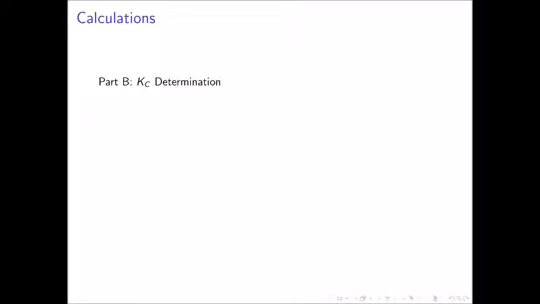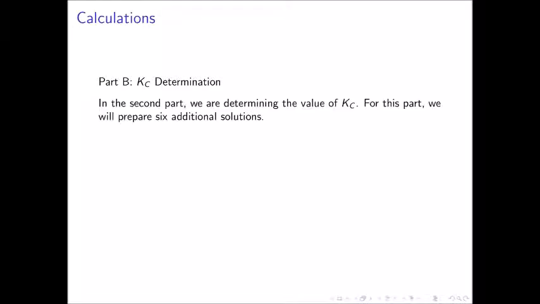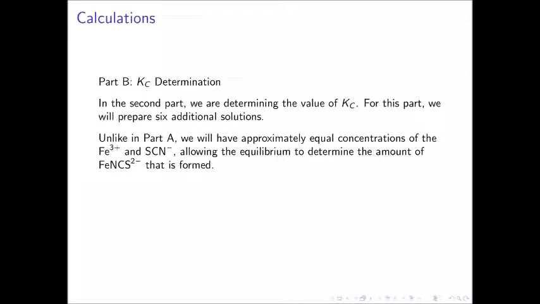Now we can complete part B. In this second part, we are determining the value of Kc. We are using 6 additional solutions to do this. Unlike in part A, we will have approximately equal concentrations of the iron 3+ and thiocyanate ions in each of the solutions. This allows for the equilibrium itself to determine the amount of the complex that is formed.